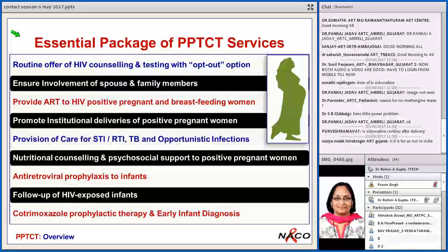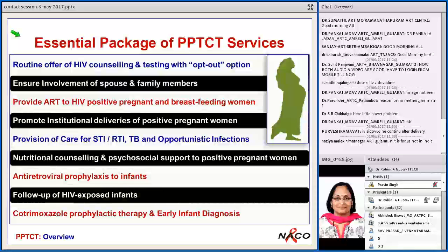Promote institutional deliveries. The reason I told you is that the highest risk is during delivery. Provision for care of STIs, RTIs and other opportunistic infections. Nutritional counseling and psychological support to all positive pregnant women. ARV prophylaxis to the infants. This is very important because whatever risk of exposure during delivery is there will be covered by the ARV prophylaxis to the baby.